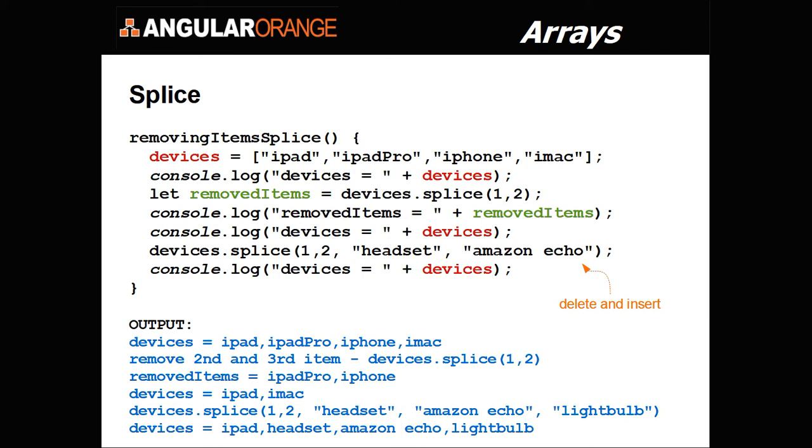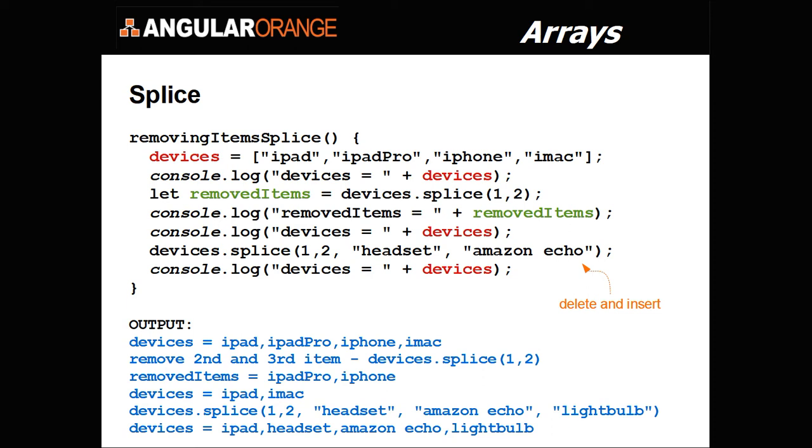Okay, so you could remove items using splice. Now I have this devices array using the array literal. I defined devices, and I really should put const in front of it. I think I might even get a transpile error here. Keep that in mind. So when I go to log devices, I show the devices: iPad, iPad Pro, iPhone, and iMac.